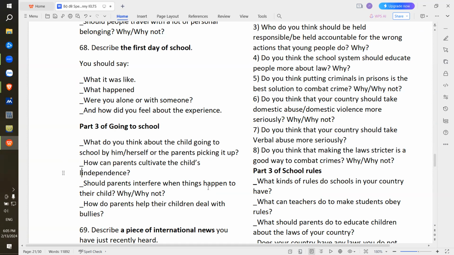Think about the dependence. Think about the development of social skills. Think about safety. Think about bullies. Think about bad behaviors. There are behaviors, there is confidence, the self-confidence of those children. And how can parents cultivate a child's independence?